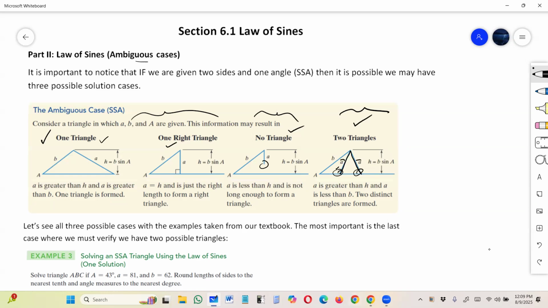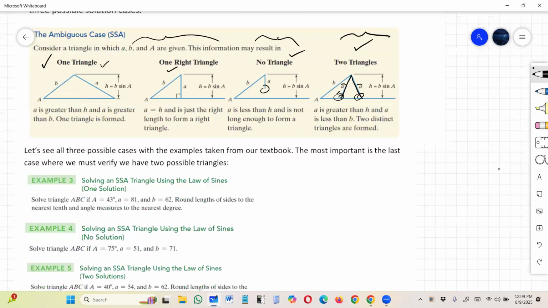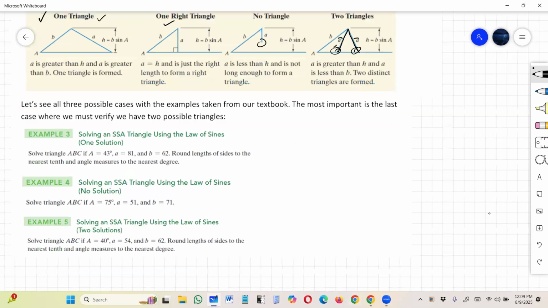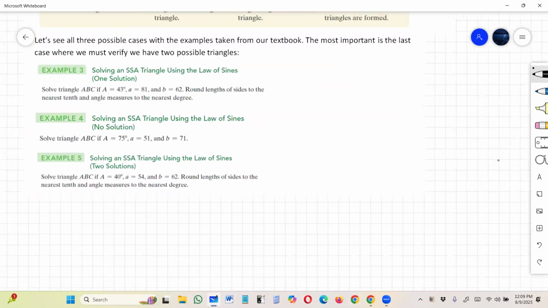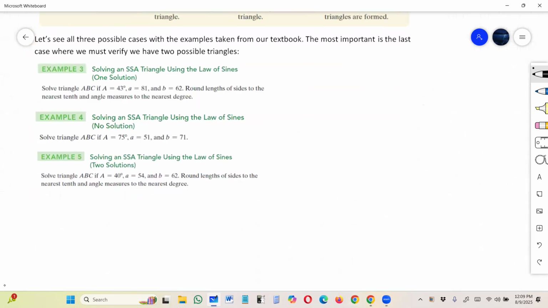Now, even though we've seen the one solution before, here we're going to see the same three cases, but with a different set of inputs that might give the output of maybe two possible triangles or no triangle at all. Okay, so we'll take a look at examples 3, 4, and 5. We'll do 3 first.